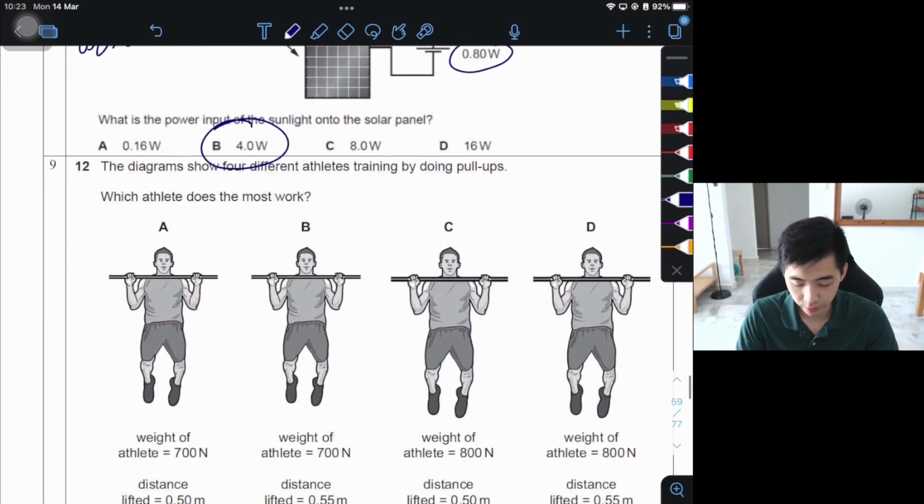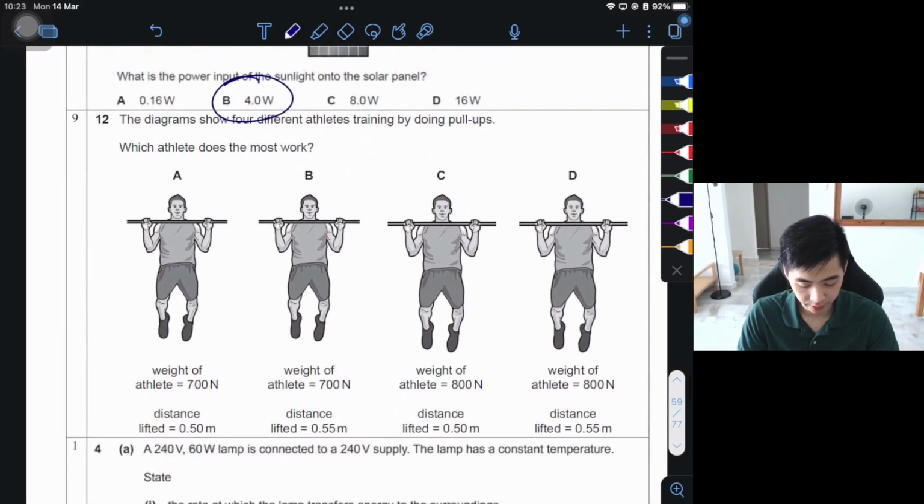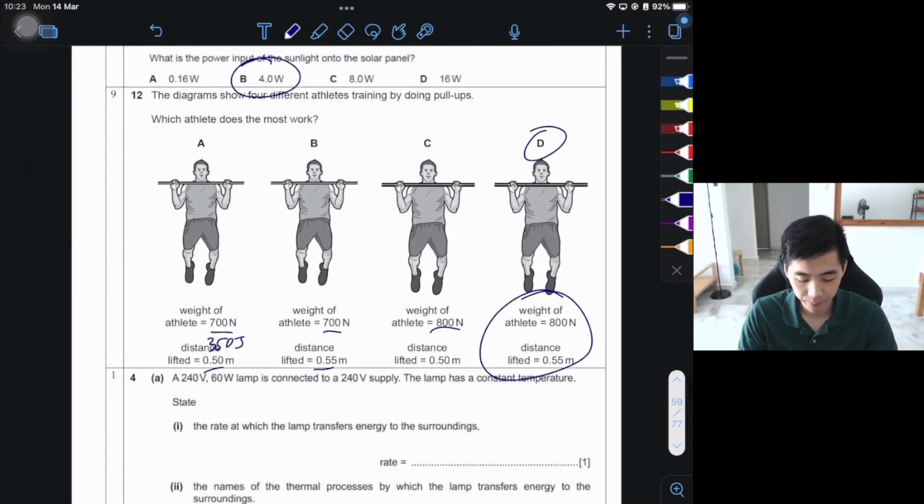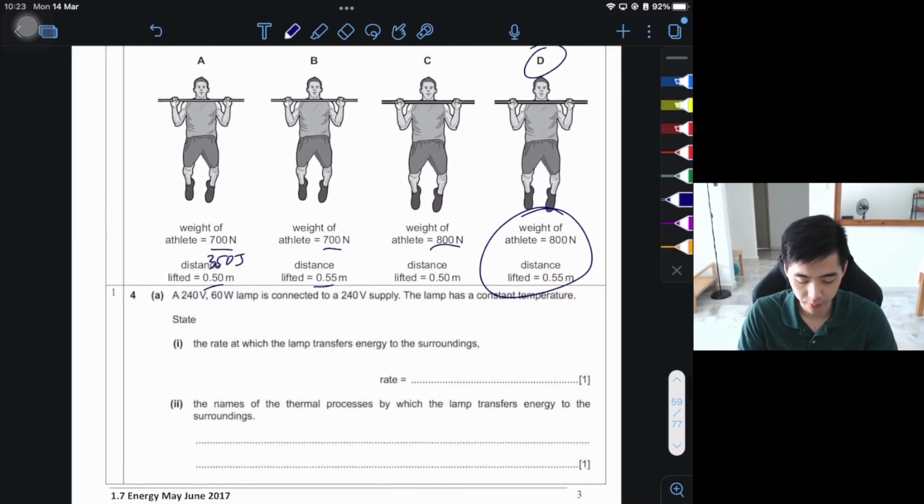Then the diagram shows 4 different athletes training by doing pull-ups. Which athlete does the most work? Work is yet again force times distance. This one here will be force times distance, 350 joules. Force times distance, which will be obviously a little bit more. This one has greater force. Obviously, we're going to find the one with the greatest force and the greatest distance. So donkey is definitely going to be the answer here.